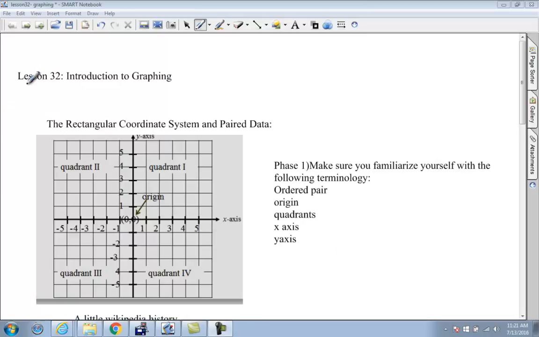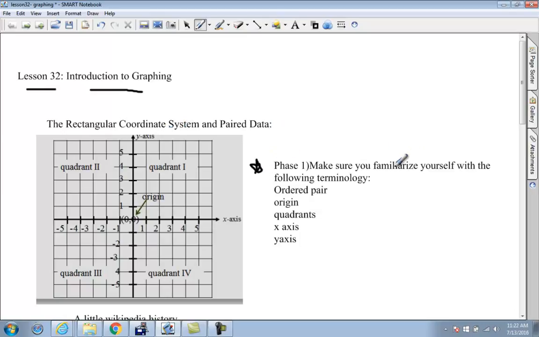Okay, welcome back. Lesson 32, Introduction to Graphing. This is a very important segment, and you'll see it more heavily in my beginning and intermediate algebra courses on iTunes U if you haven't found those already. But it's good to give you a light intro to graphing here in pre-algebra. So let's dive in. The rectangular coordinate system and paired data.